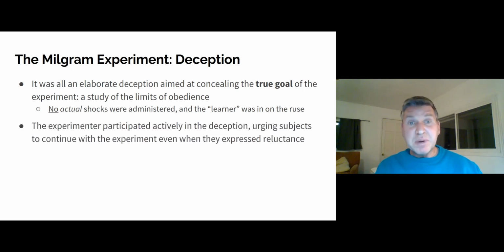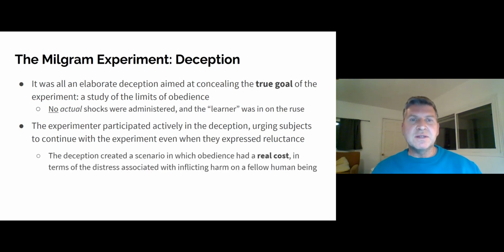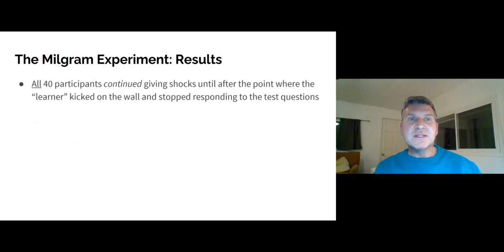The experimenter participated in the deception, urging subjects to continue with the experiment even when they were doubtful about administering the shock. So the deception created a scenario in which obedience had a real cost. Providing a shock to the learner would cause distress because they're inflicting harm on another human. They had 40 participants, and all 40 continued giving electric shocks until the learner kicked on the wall and stopped responding to the test questions.